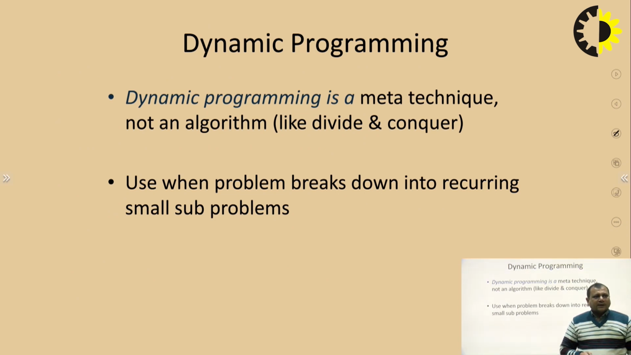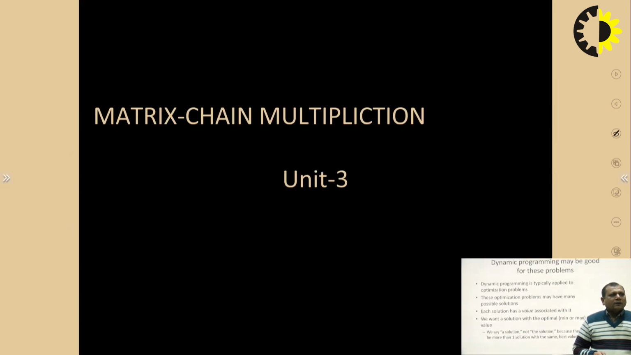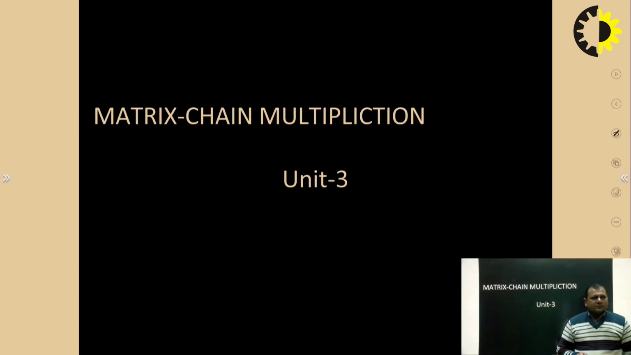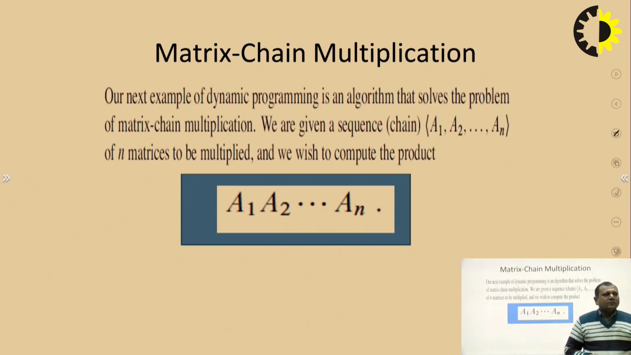So dynamic programming is a meta technique. It is not an algorithm like divide and conquer. In this, the problem breaks down into recurring sub-problems. So we will move to our topic, matrix chain multiplication. It characterizes the structure of an optimal solution, recursively defines the value of the optimal solution, and computes the value of an optimal solution in a bottom-up fashion.